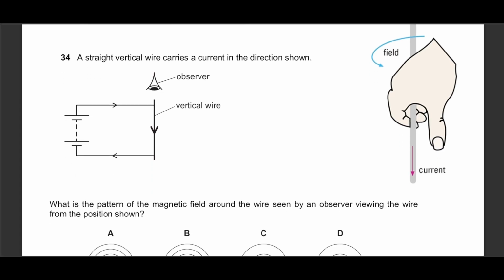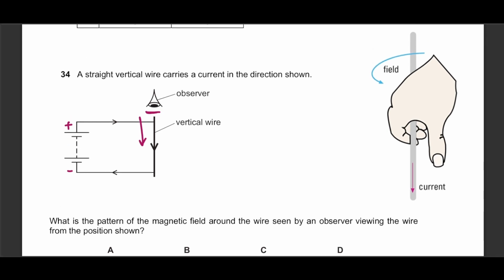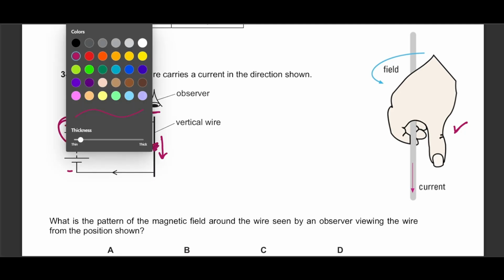Question number 34. He says a vertical wire, and you're observing the wire like this. So the current goes from the positive and comes back to the negative. So the current is moving away from you, from the observer's perspective. Now, if you were to use the right hand grip rule to find the magnetic field, your thumb would represent the direction of the current, which is given in the arrow. Even if this arrow was missing, you should have been able to figure this out by looking at the terminals of the battery.